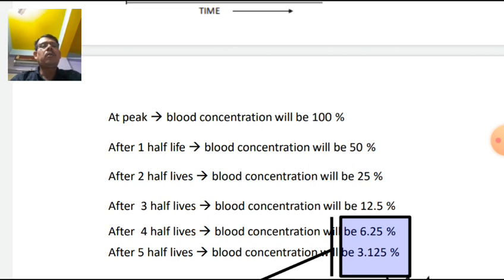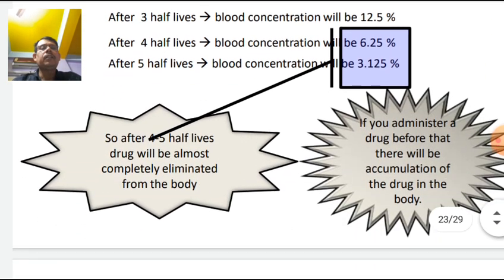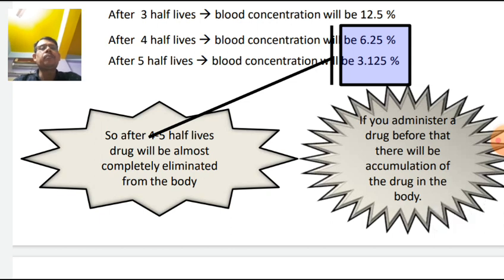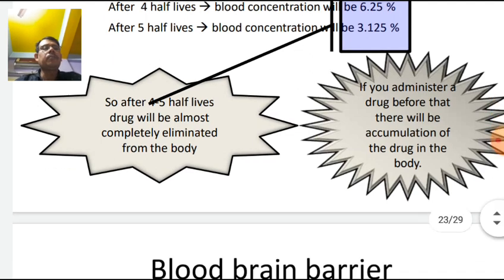After one half-life, it is 50%. First the peak concentration, then after one half-life it is 50%, after two half-lives 25%, then 12.5%, then 6.25%, then 3%. That is the five half-lives. So after four to five half-lives, the drug will be almost completely eliminated from the body. If you administer the drug before that, there will be accumulation in the body.